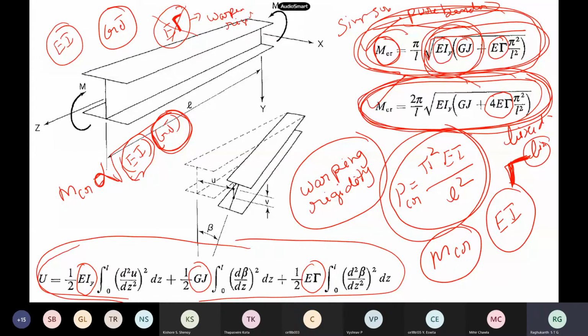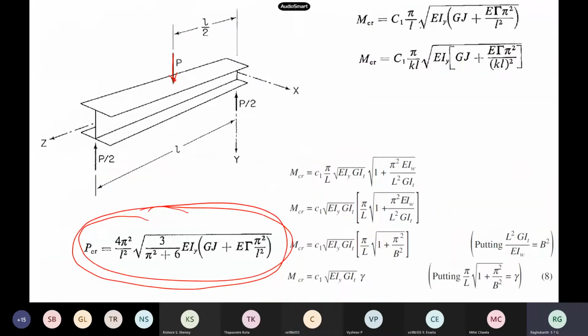Of course, support conditions also matter. If it's a simply supported beam, it is pi by L. If it is a fixed beam, it is 2 pi by L. We can derive analytically all those expressions. That is for the pure bending case. If you have a concentrated load, here also you can derive the closed form from energy principles. You can see it in the videos. I have sent you one video, but in lecture 18 and others you will see the derivation for concentrated loads. As far as this course is concerned, those derivations are not required.